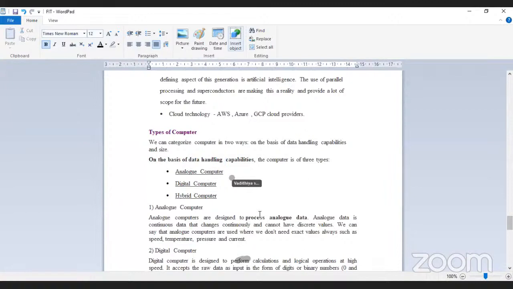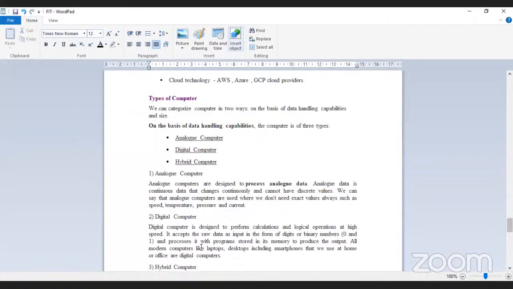I'll tell you what that means. We cannot always expect the data to be numbers like 1, 2, 3 or A, B, C, or in image format. We can also expect the data to be in analog format. If you go for an ECG, it has a wave format of data. That type of data, like temperature, speed, pressure, and current, can be handled by whom? The analog computer.